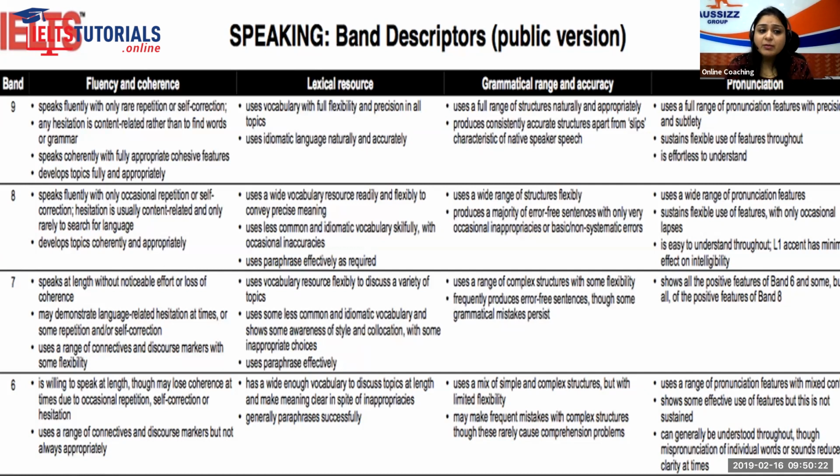Then come to 7 bands. Speak at length without noticeable effort and loss of coherence. You are speaking, but you are not fumbling more. Then 8 bands: speak fluently with only occasional repetition or self-correction. Hesitation is usually content related and only rarely to search for language. So you're quite fluent, you go in a flow. If I ask you a question, you just give me the answer without any hesitation. That means you have good fluency and good coherence.